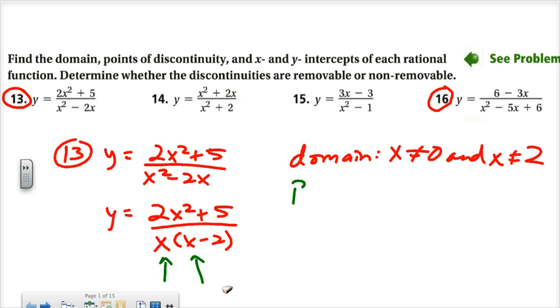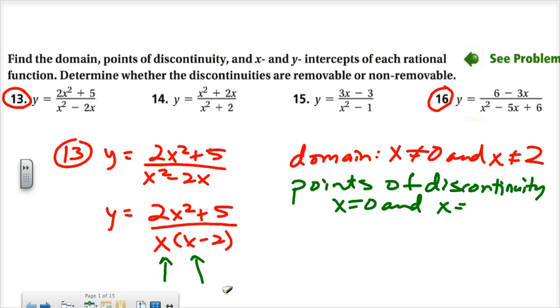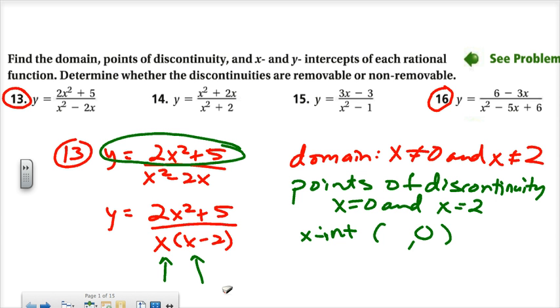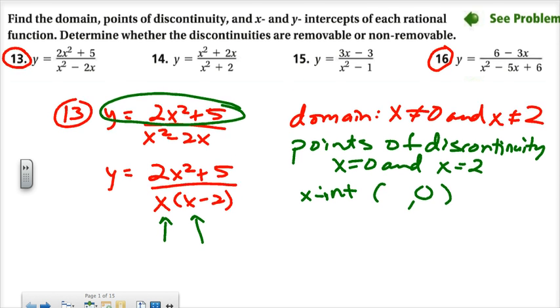Points of discontinuity, we just found them. Those are at x equals 0 and x equals 2. Then they want to know what the x and y intercepts are of each rational function. So start thinking, okay, x and y intercepts. If I want to find the x-intercept, that means my y has to come out to be 0. The only way that y is going to be 0 is if there is a 0 on the top of my fraction. So 0 would have to equal 2x squared plus 5.